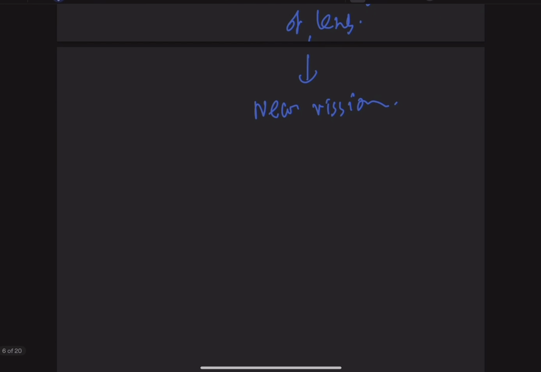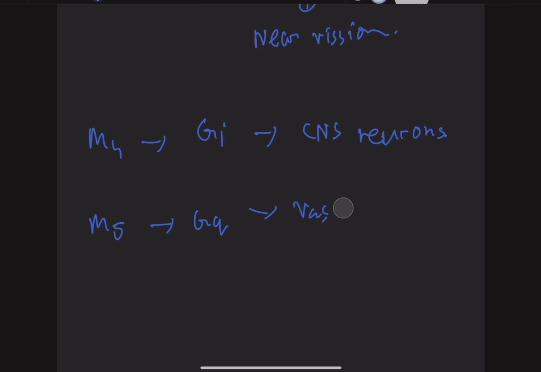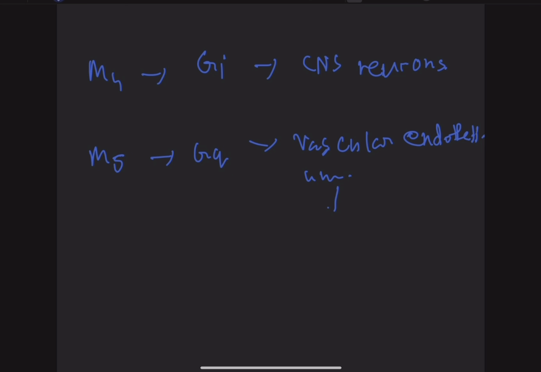And we also have the M4 receptor and the M5 receptor. M4 receptor is a Gi type of receptor, and this is mainly located in the CNS neurons or central nervous system neurons. And M5 receptor is the Gq type of receptor, and it is located in the vascular smooth muscles. Vascular endothelium. Especially the cerebral vessels.